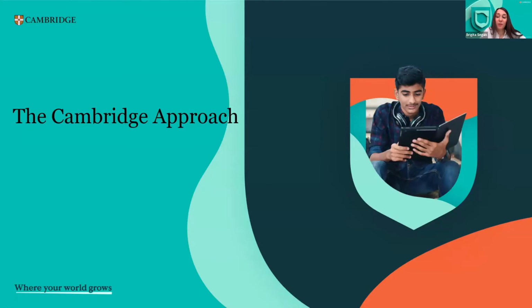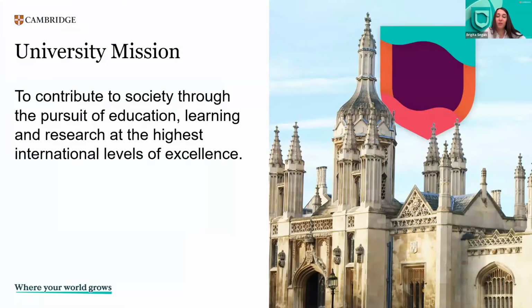Now I'm going to move to talk specifically about the Cambridge approach and what we do at Cambridge and how we measure impact. Well, first of all, for us, it is extremely important to measure and report on our impact because we want to be aligned with the mission of our university, which is to contribute to society through the pursuit of education, learning, and research at the highest international levels of excellence. And the only way for us to know that we are doing that is if we gather evidence from the context in which we operate, evidence of the positive impact that we're making in the lives of our learners, teachers, and, as I said, wider society.